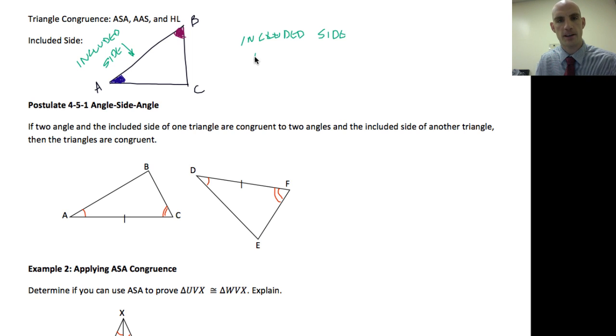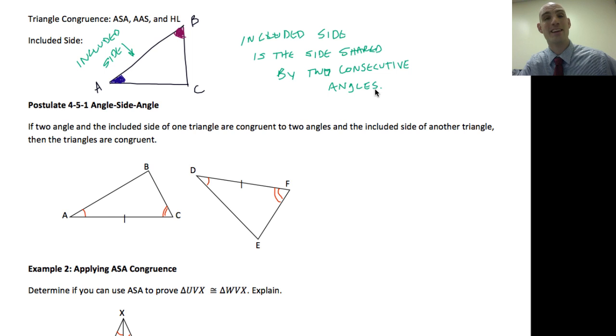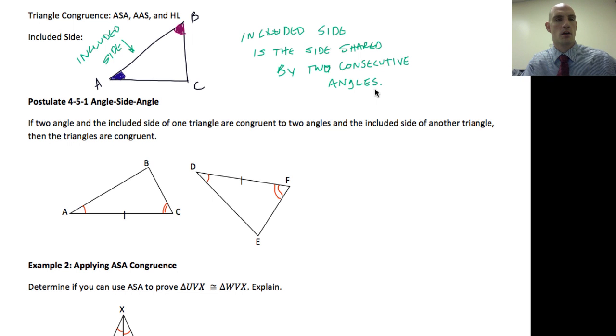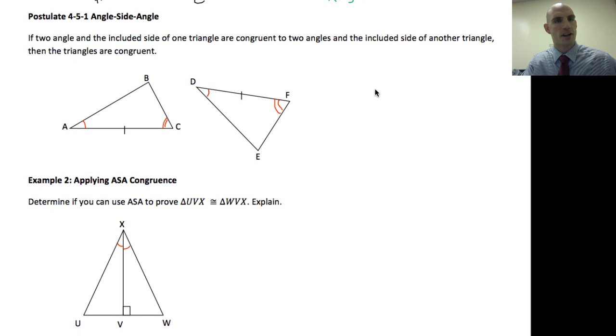So the included side is the side shared by two consecutive angles. And so AB is obviously between A and B, so it's consecutive, it's shared. That being said, let's look at the angle side angle postulate.